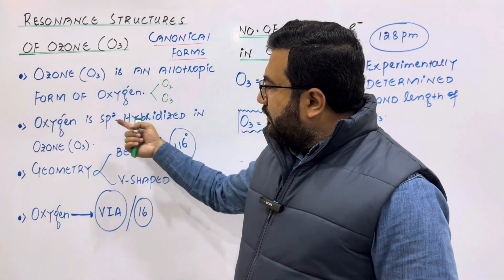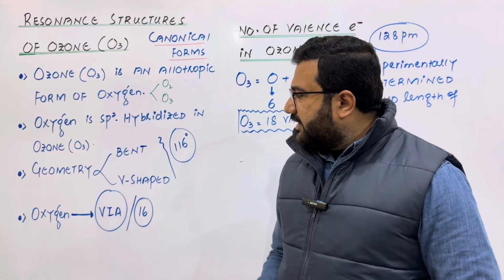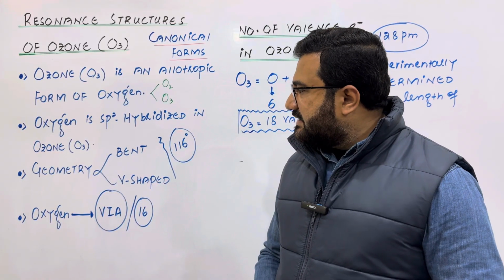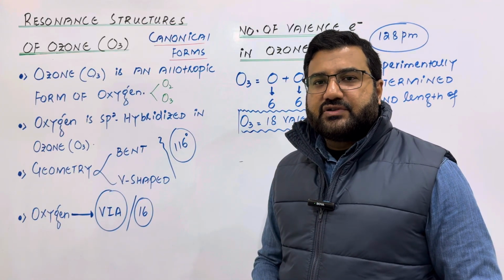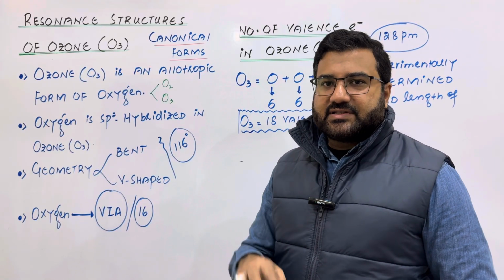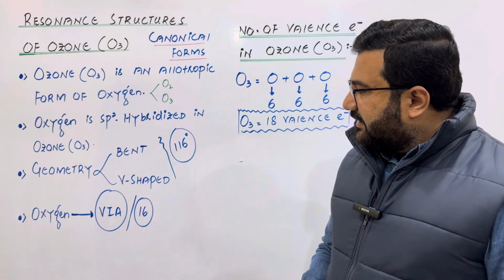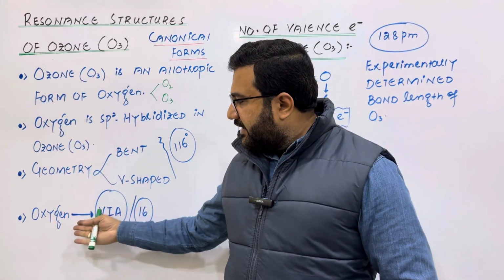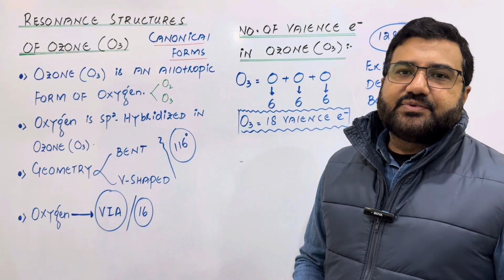Oxygen atom in ozone is sp2 hybridized. The overall geometry of ozone is bent or V-shaped, just like the geometry of water. And this bent or V-shaped geometry of ozone is due to presence of lone pair of electrons on the central oxygen atom. The bond angle is 116 degrees. Oxygen is a member of group 6A, or in the modern periodic table you can say group 16.